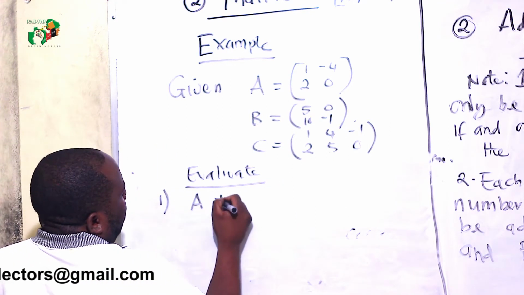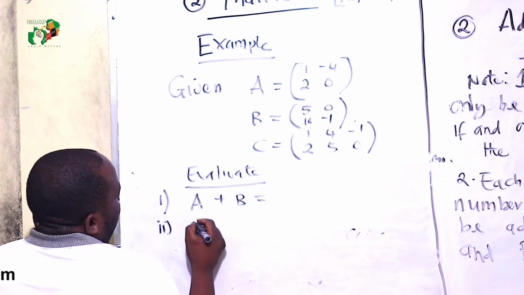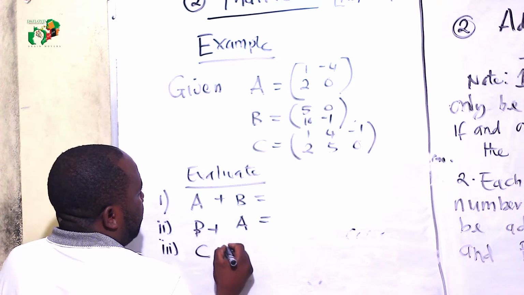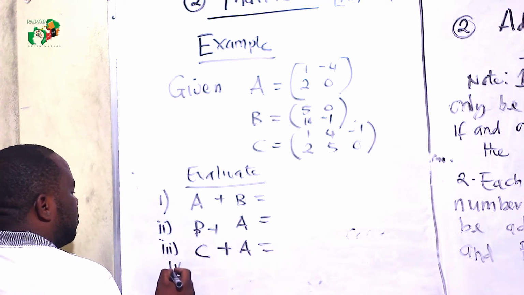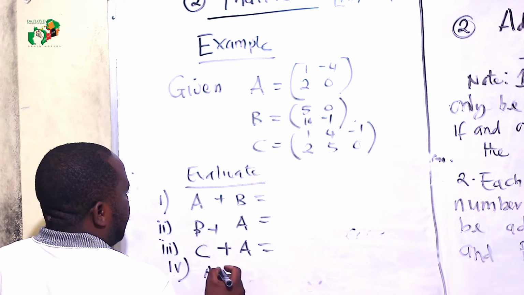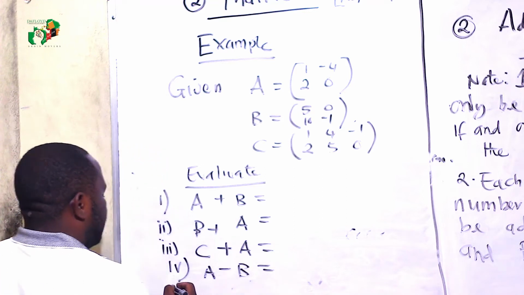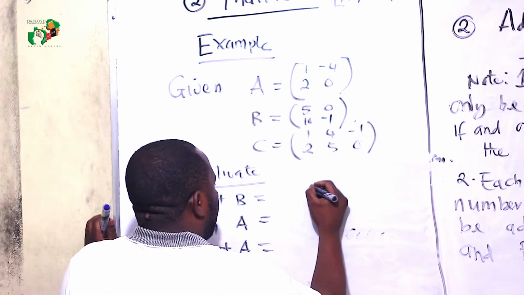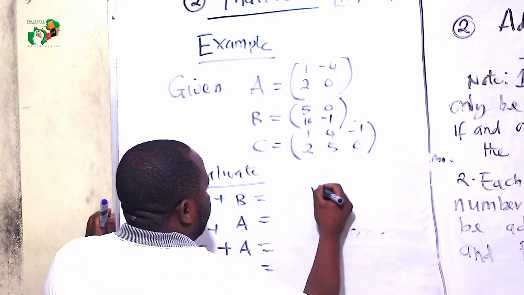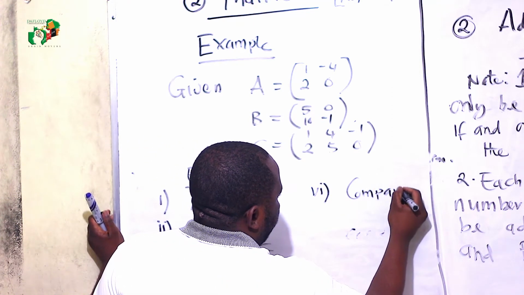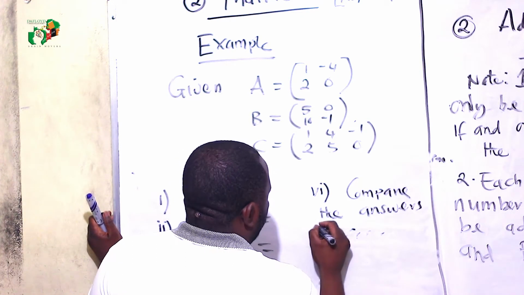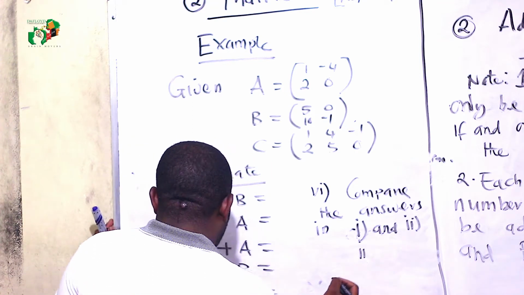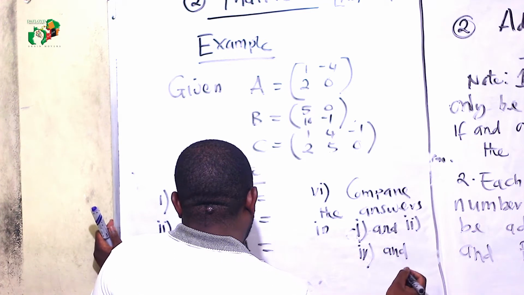Number 1, A plus B. Number 2, B plus A. Number 3, C plus A. Number 4, A minus B. And number 5, B minus A. Then we conclude with number 6: compare the answers in 1 and 2, then in 4 and 5.